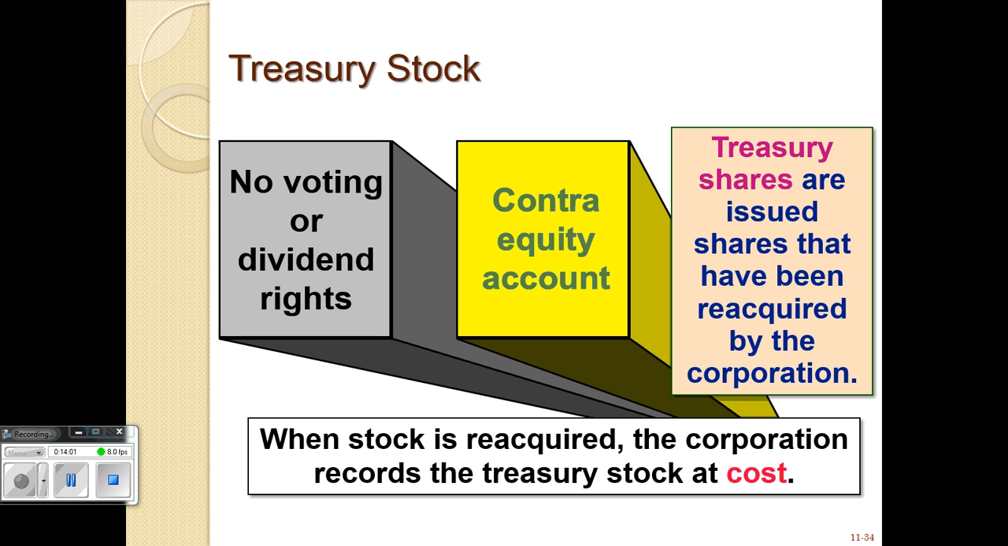As I mentioned earlier, some companies buy back their stock. When they buy back their stock, it's called treasury stock. You cannot vote it, and you do not get dividends. So when a company buys back their stock, they can't vote that stock or get dividends on that stock. It is a contra equity account, which means it's an equity account with that funny balance. Okay, so we expect equity accounts to have credit balances, so it's going to be an equity account with a debit balance. And I already talked about that there were issued shares that have been reacquired.